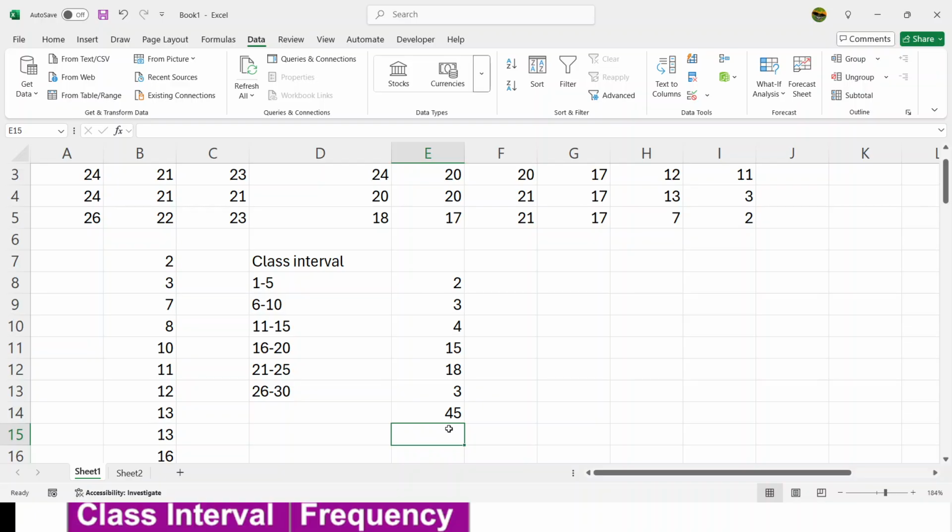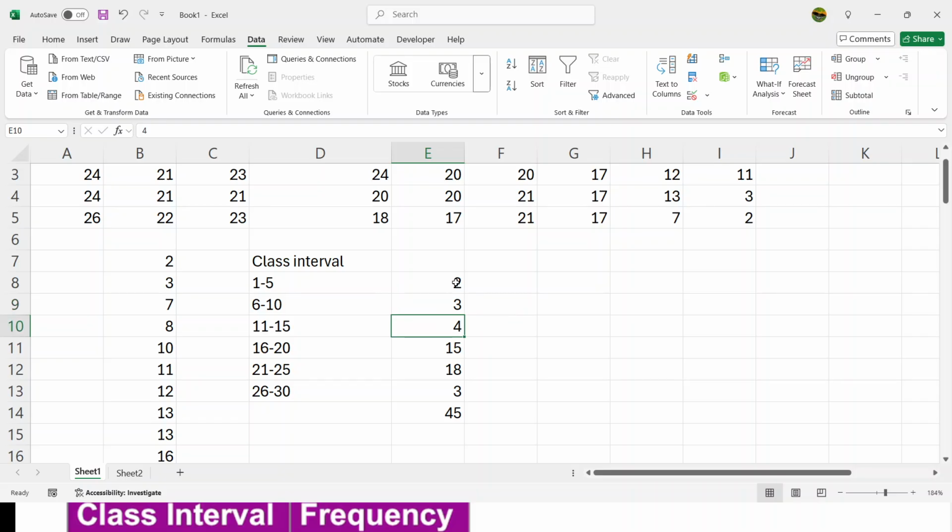Are you able to confirm 1 to 5? Because if you don't arrange this data in a regular manner, whether ascending or descending, in a column, then getting this answer right, sometimes you might be confused. In an exam, you know how we are under pressure. So the frequency for 1 to 5 is 2, and for 6 to 10 is 3.